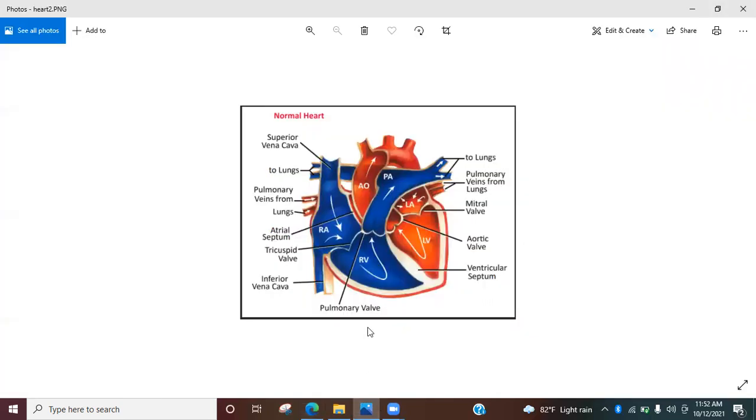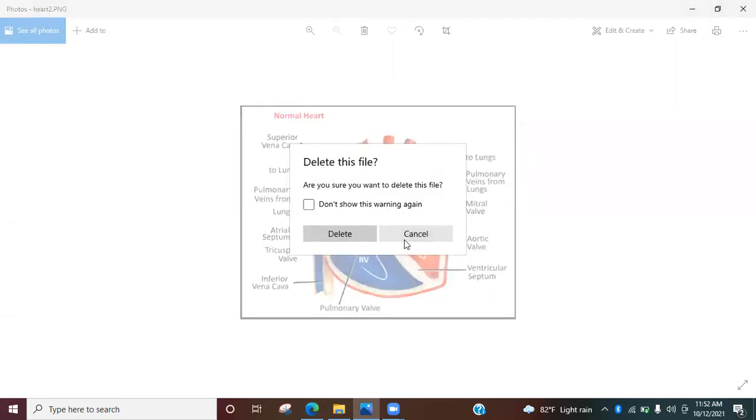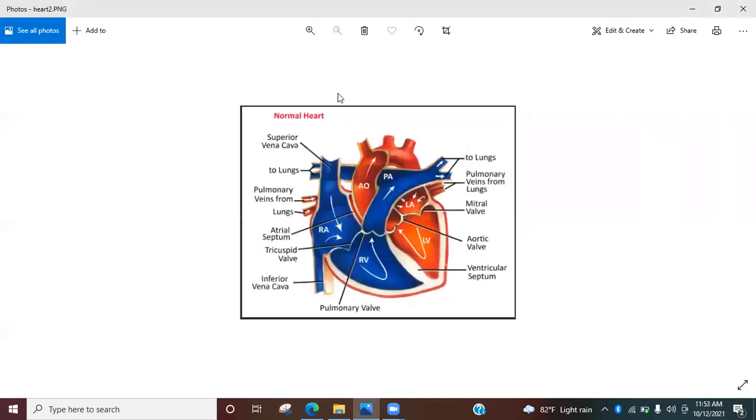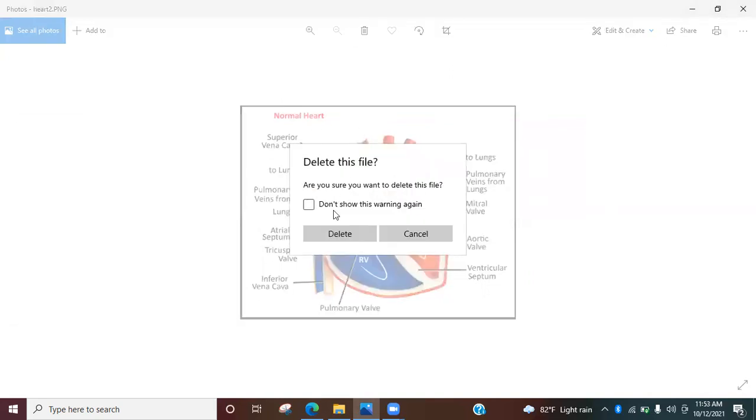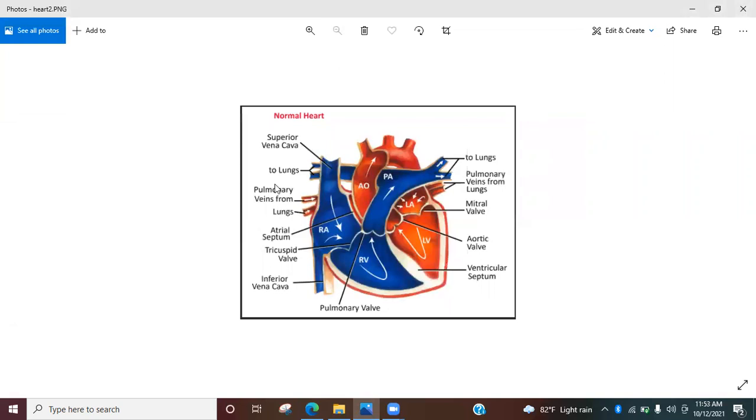When you look at the heart, there are organs above your heart and below your heart. Veins from the organs above the heart join the superior vena cava, and veins from below the heart join the inferior vena cava, and both the superior and inferior vena cavas come to the right atrium.